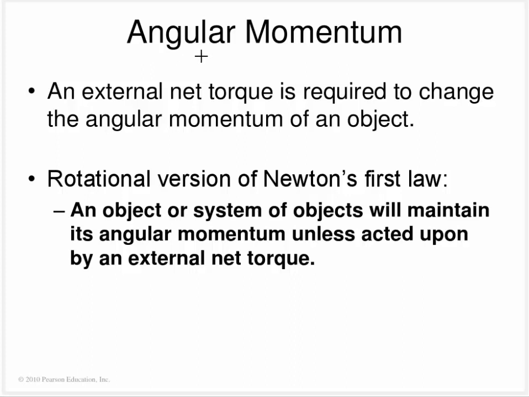Now, what angular momentum boils down to is pretty much the same as linear momentum. If you had an object and it had no linear momentum and you wanted to get it moving, then you had to apply a force. If you have an object that's not rotating and you want to get it rotating, then you're going to need to apply a force, and not just any force, but a rotational force, also called a torque. So torques are going to change the angular momentum of an object, and we can restate Newton's first law for rotation: an object is going to stay rotating unless it's acted upon by an external net torque.